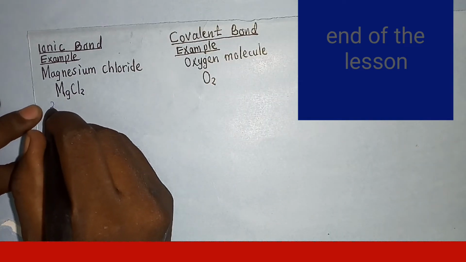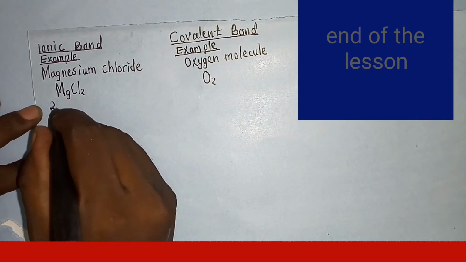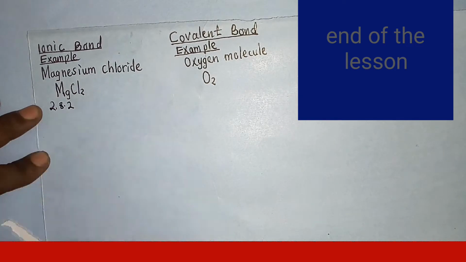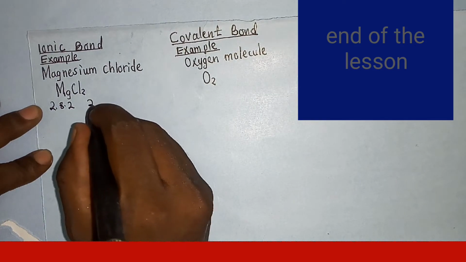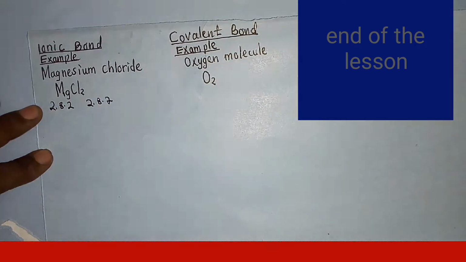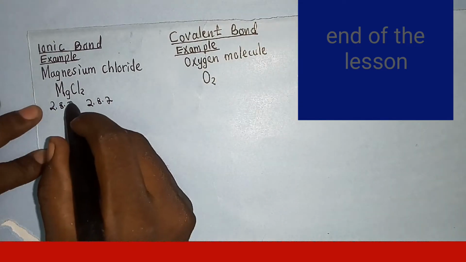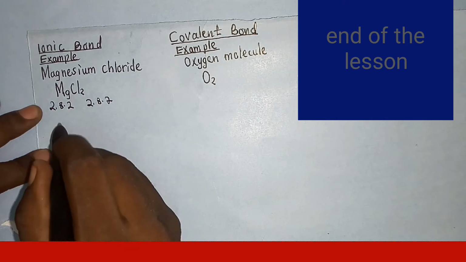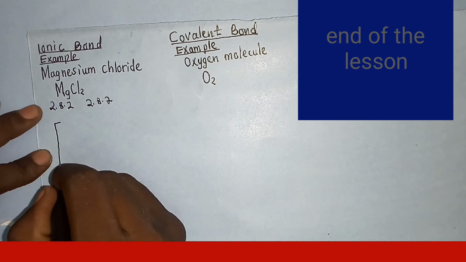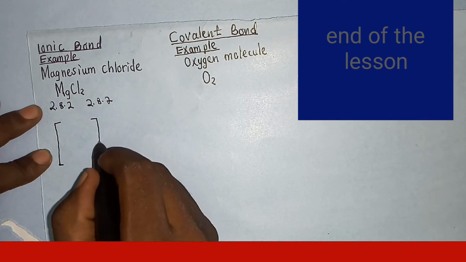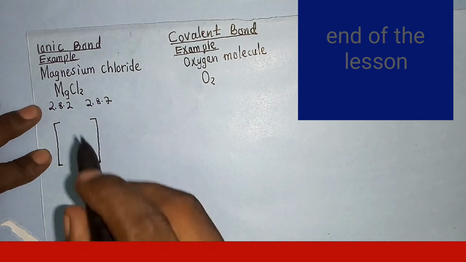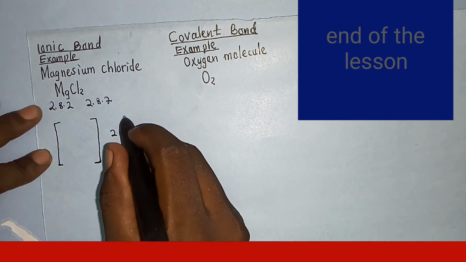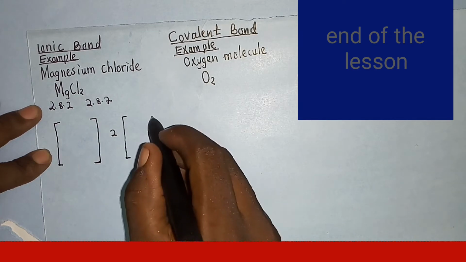Magnesium, atomic number 12, configuration becomes 2,8,2. Chlorine atom, atomic number 17, electron arrangement is 2,8,7. Now, to draw the bond in magnesium chloride, we draw one ion of magnesium because from the formula it is saying 2 chloride atoms, so we'll have to form 2 chloride ions.